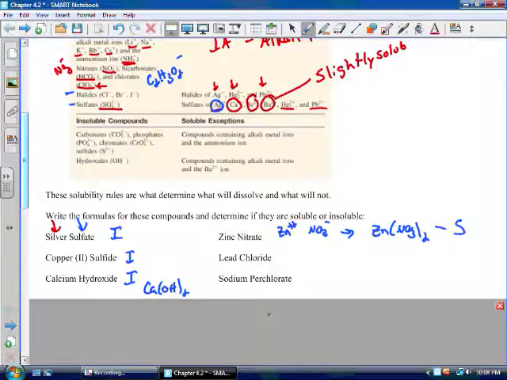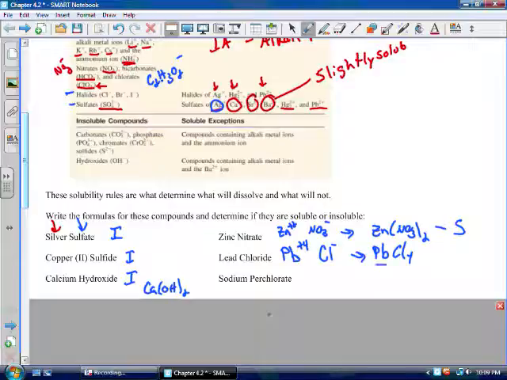Lead chloride. We're not given a number here, so we're going to assume it's lead plus 4. Remember what I said before, if you don't know a charge, you assume the most common one. So lead chloride is Pb plus 4 and Cl minus 1, so it's going to be PbCl4. From there, we simply look at the checklist again.